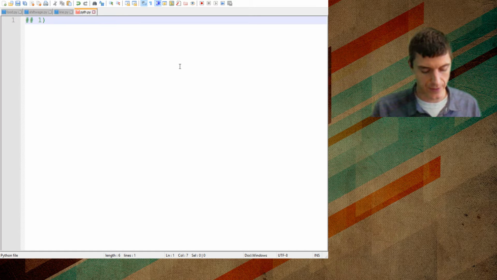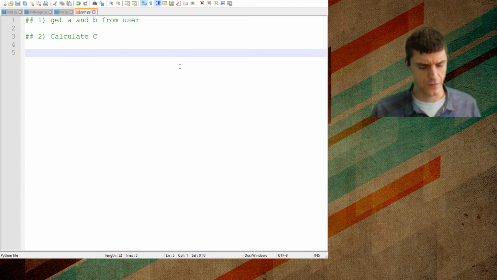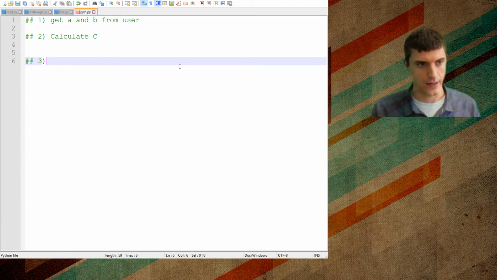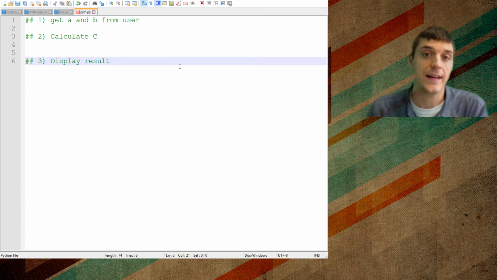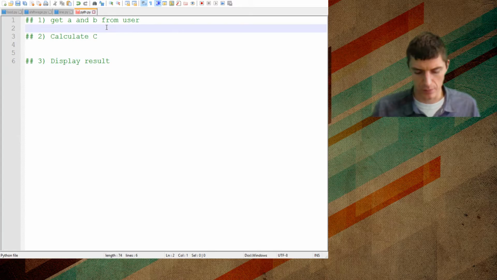So the very first thing I want to do is get A and B from the user. The second thing I want to do is calculate C. And then I want to display the results. Okay, so that's my game plan, and there shouldn't be too many surprises off the bat.